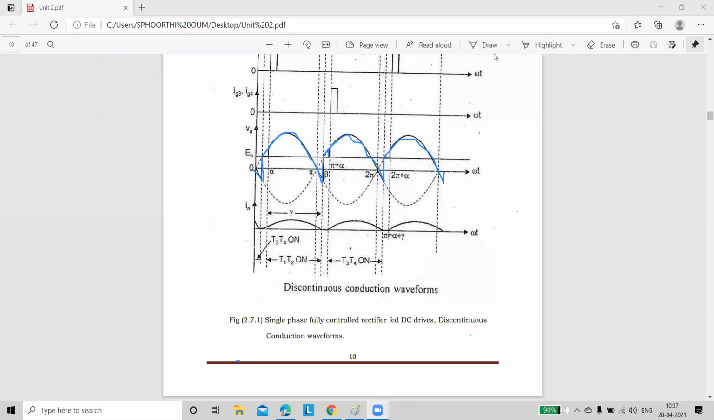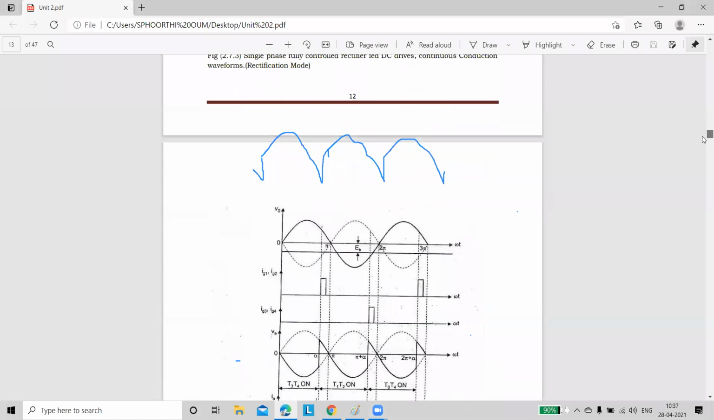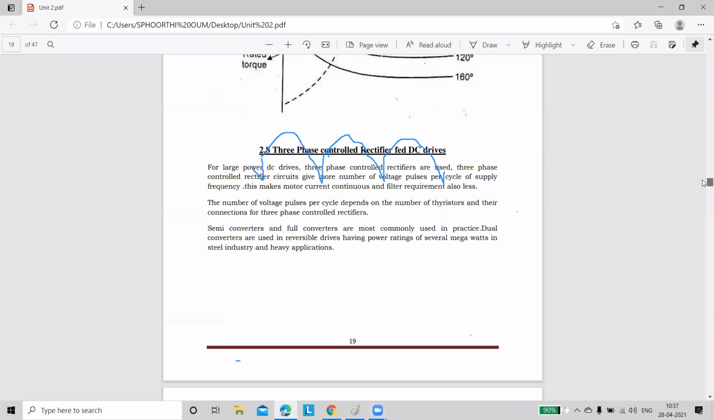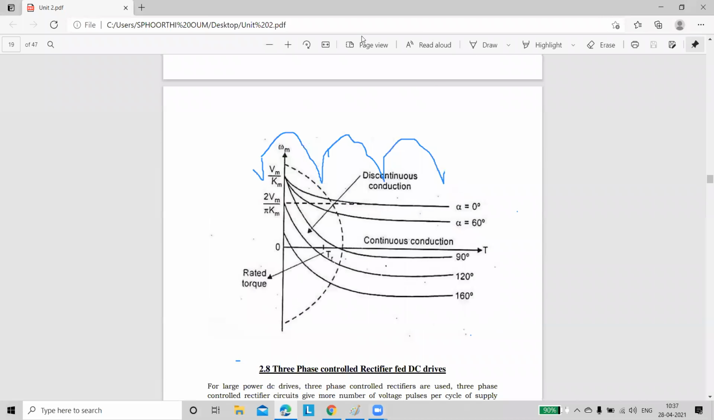Please respond. Up to the extinction angle, if we take the firing angle, you will get the continuous waveform. And after the extinction angle, whenever you are taking, you will get the discontinuous waveform, right? So, whenever we are coming back to the same expression, just wait. Characteristics. Just wait.